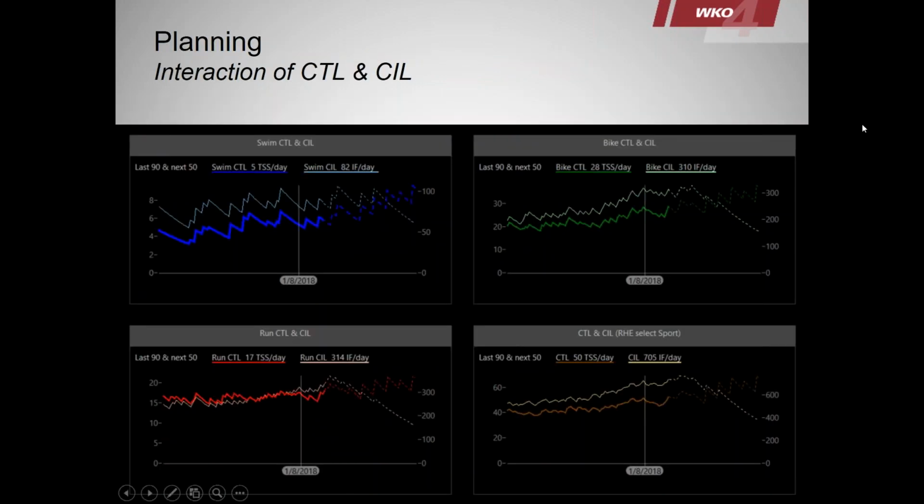Here's another couple of charts I like to look at. Sometimes I might not want to increase the chronic training load because I want to focus a little on intensity. In that case, I overlay the chronic intensity load with the chronic training load broken out by sport.